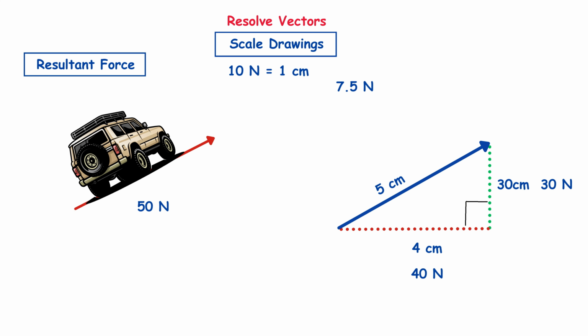Using a ruler, we measure the horizontal line to be 4 centimeters and the vertical line to be 3 centimeters. With our chosen scale, this means that the horizontal component is 40 newtons to the right and the vertical component is 30 newtons upward. We have now effectively broken down or resolved the original 50-newton force into its 2 perpendicular components, making it easier to analyze in various calculations or physical interpretations. That wraps up everything we wanted to explain in this video. We hope this breakdown using visual and practical methods helped you understand how to use scale diagrams to calculate resultant forces and resolve vectors into components.